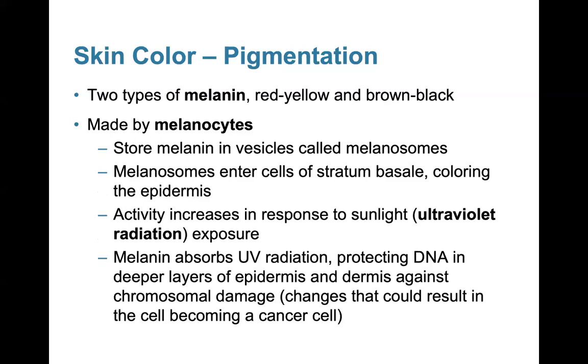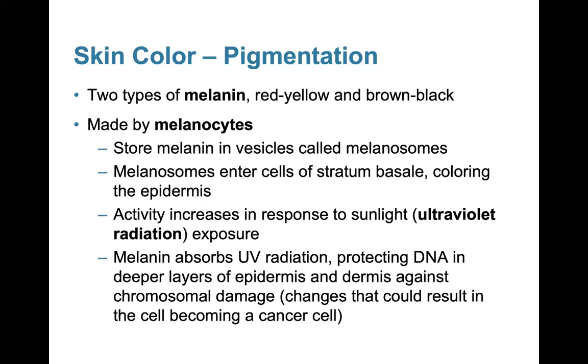The melanin is going to be produced by melanocytes. Melanocytes will store melanin in vesicles called melanosomes. Melanosomes enter cells of the stratum basale, coloring the epidermis. The activity increases in response to sunlight or UV exposure.